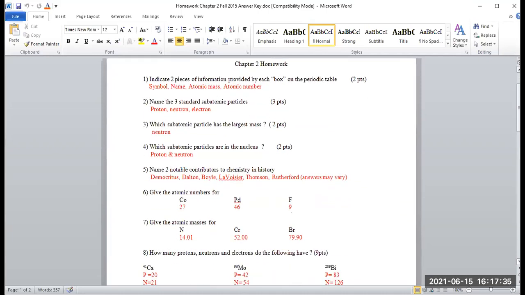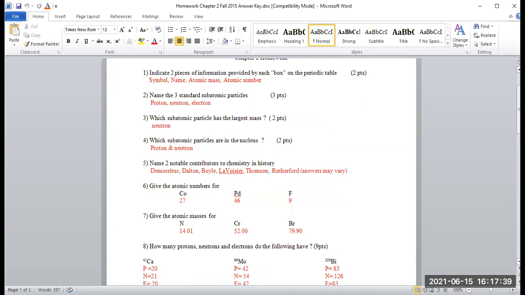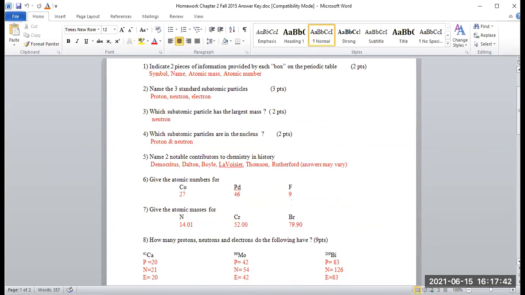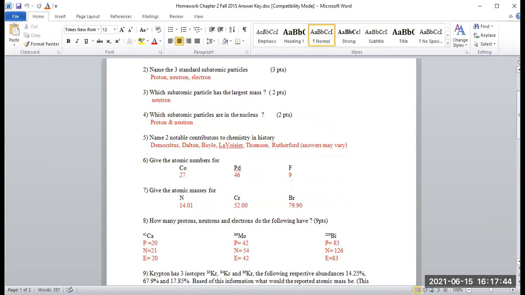There were a lot of answers that were possible for notable contributors. We talked about a various number of them. Looking up the atomic numbers, you obviously need to refer to your periodic table to do this. So we have cobalt, which is 27, palladium, which is 46, and fluorine, which is 9.